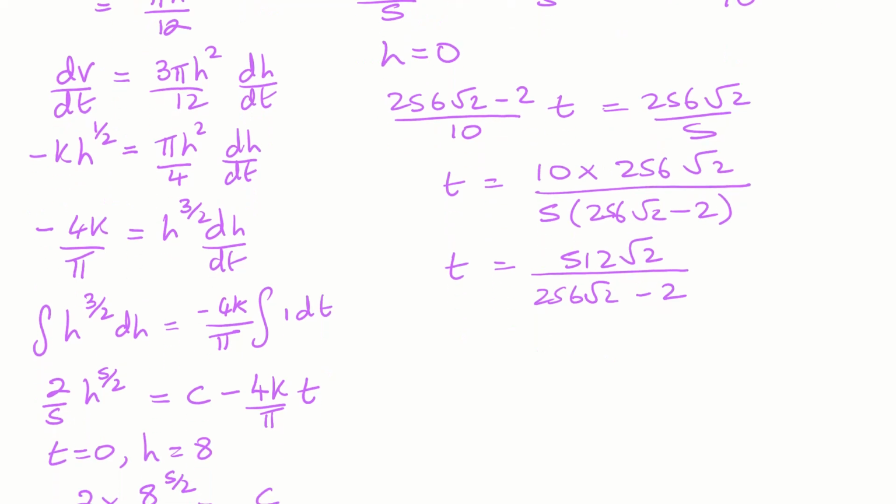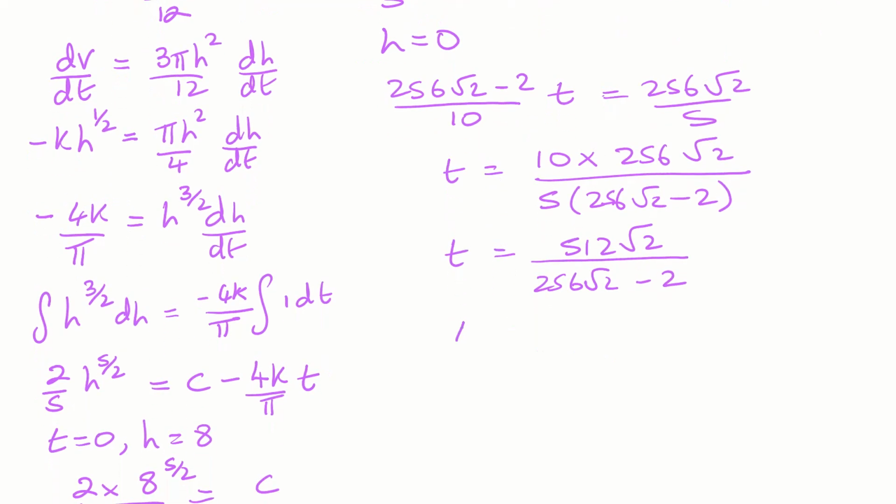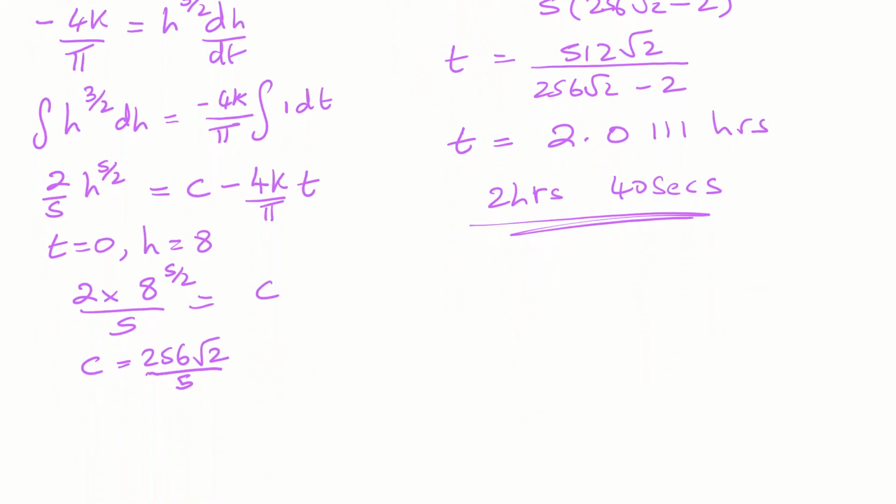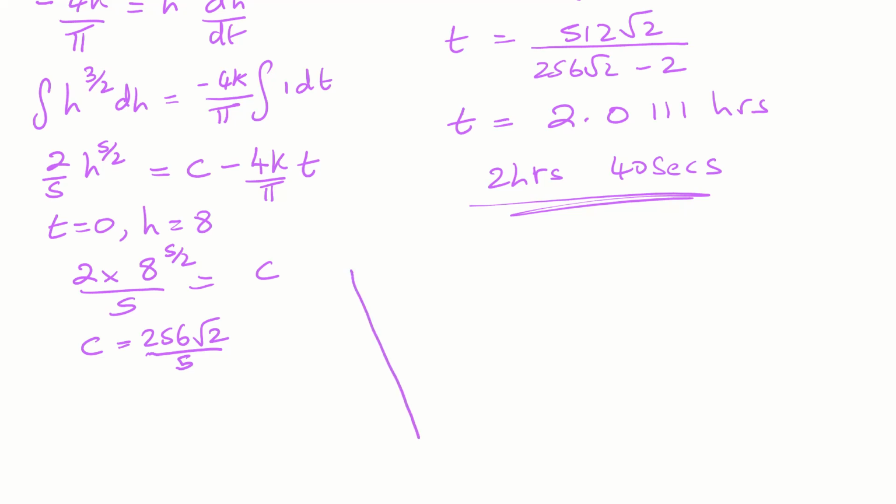You could simplify that by dividing everything by 2. But let's just do a calculator answer. It is 2.0111 hours, which is 2 hours and 40 seconds, approximately. Now, that may seem like it doesn't make sense, because starting full, we're down at 1 meter after 2 hours, and then it only takes an extra 40 seconds to drain. But think about the pointy end of the cone there.